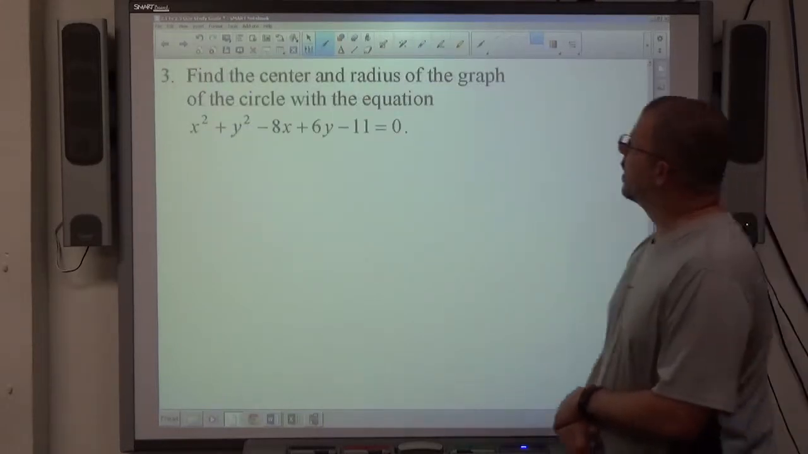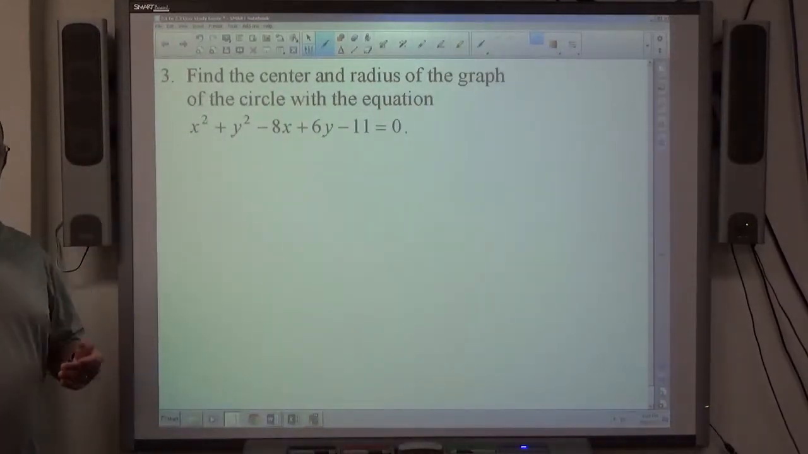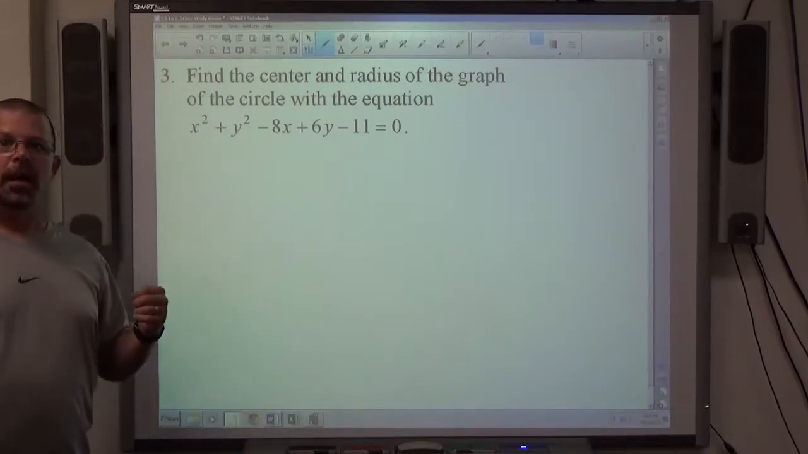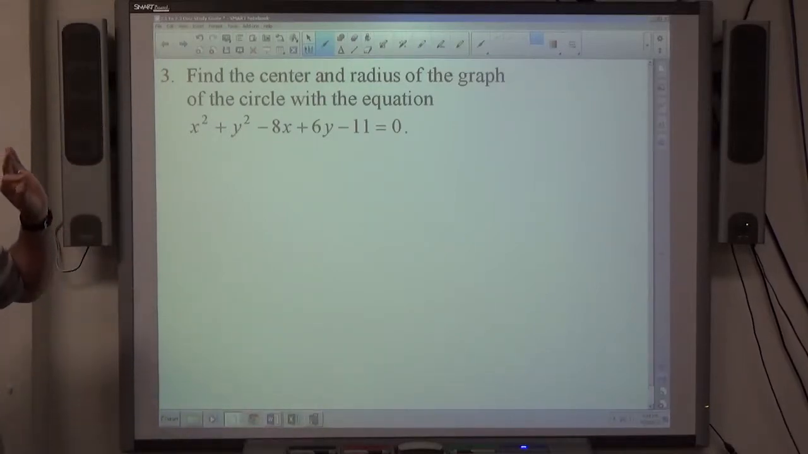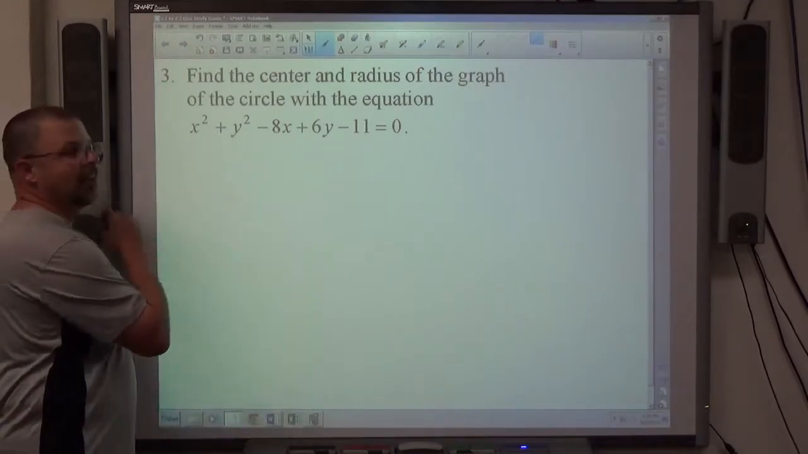Number 3, find the center and radius of the graph of the circle with the equation of this. So this is kind of going backwards. The last one we knew the center and radius. We had to find the standard form. Now we want to use the standard form in order to find the center and radius. And as you can see, this is not in standard form.